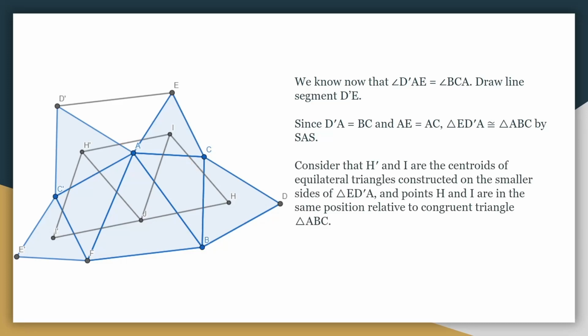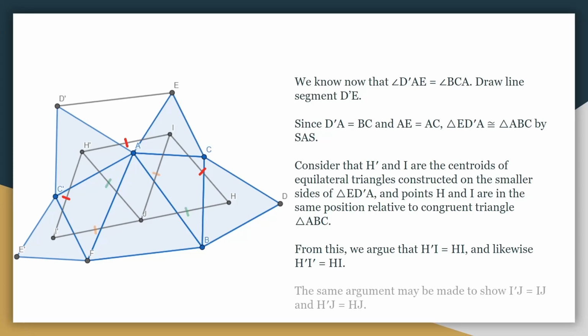Now let's consider the position of points H' and I relative to this triangle. They are the centroids of the equilateral triangles constructed on two sides of triangle ED'A. Looking now at points H and I, they are in the same position relative to triangle ABC, which is congruent. From this, we may argue that the distance between H' and I is equal to that between H and I, and the same argument may be made for segment H'I'. We can look at the centroids of a different pair of equilateral triangles to draw a similar conclusion that line segments I'J and IJ have equal length, and that H'J and HJ have equal length.